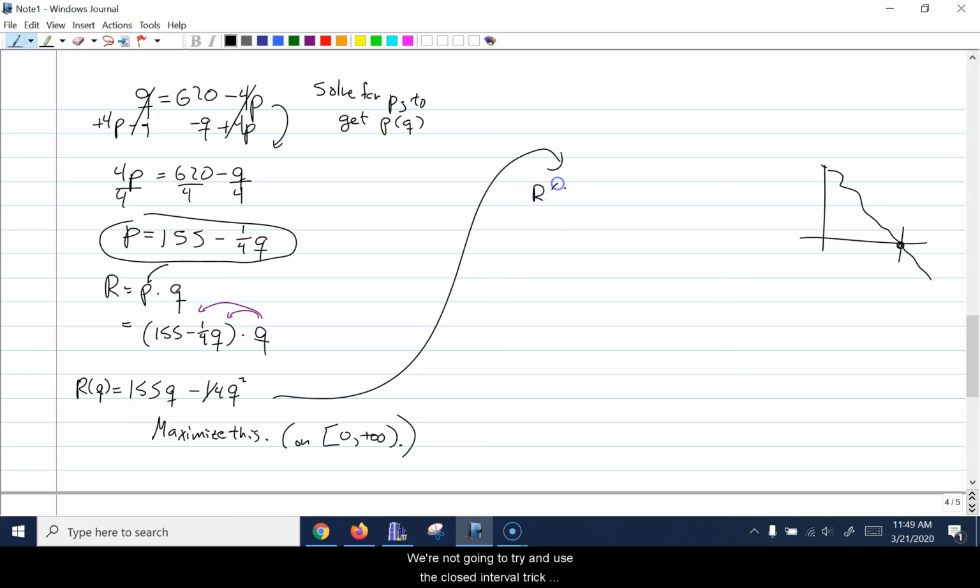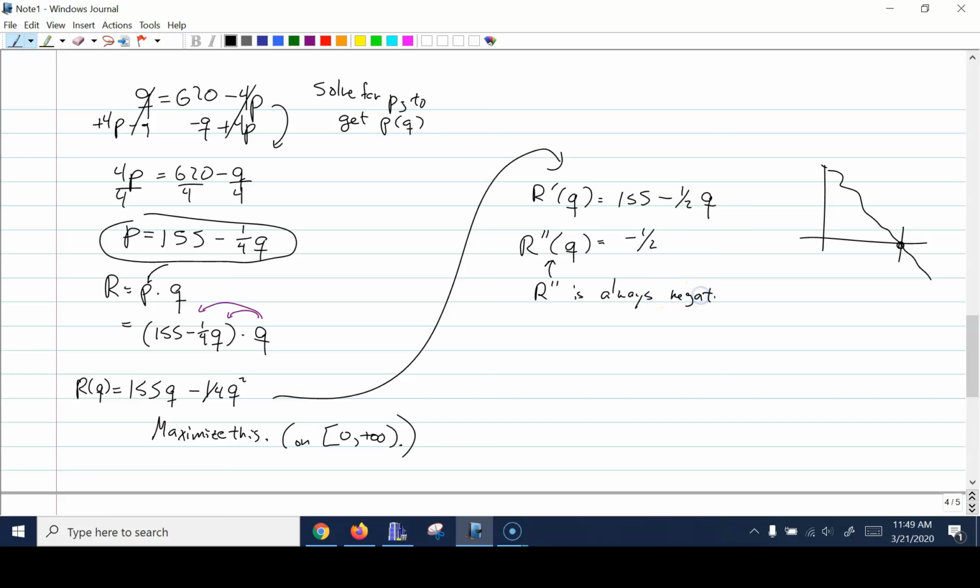What's the derivative of R? R prime of q is 155 minus 2 times 1/4, which is 1/2 q. Hey, I'm going to use the second derivative trick because it's the best one. The second derivative is negative 1/2. Hey, the second derivative is always negative. So any critical point is the global max.